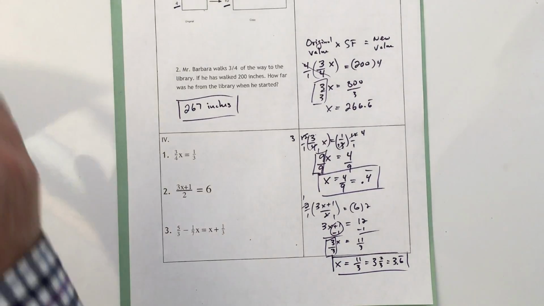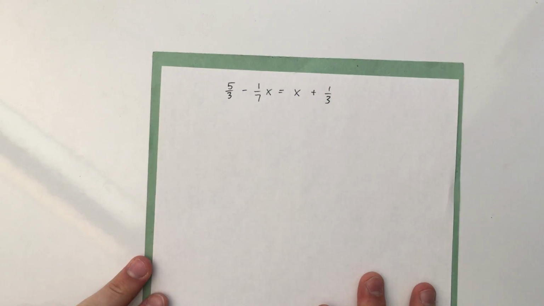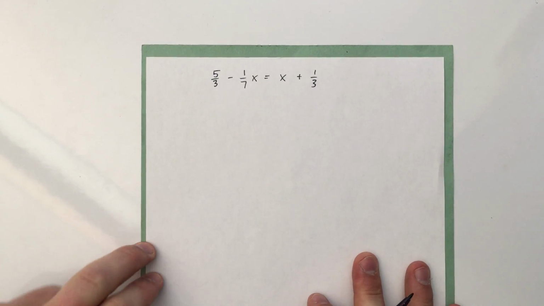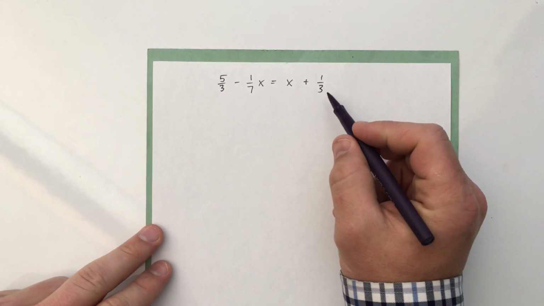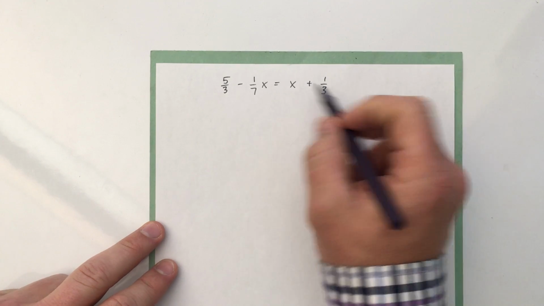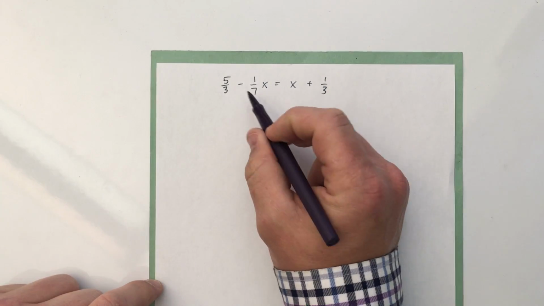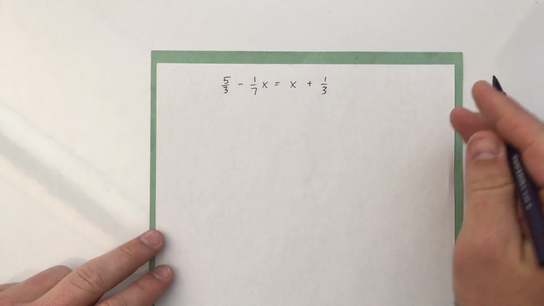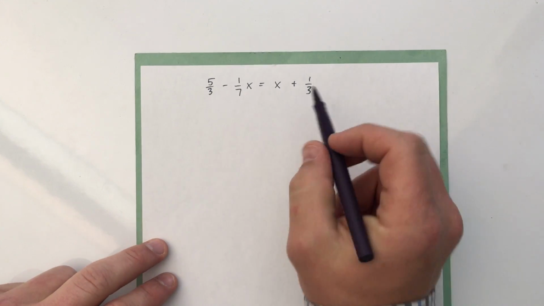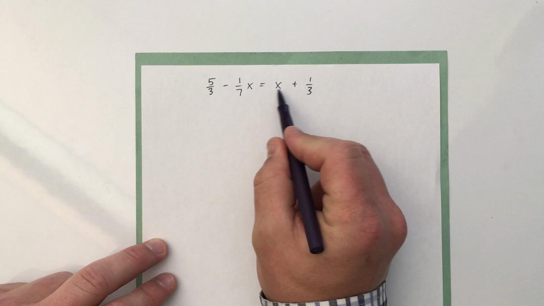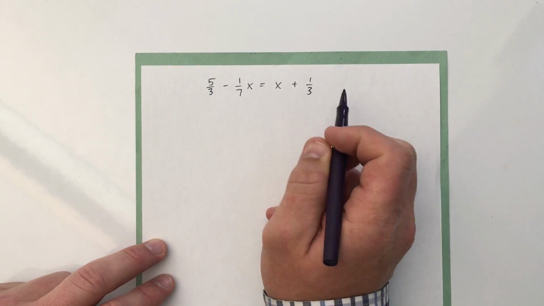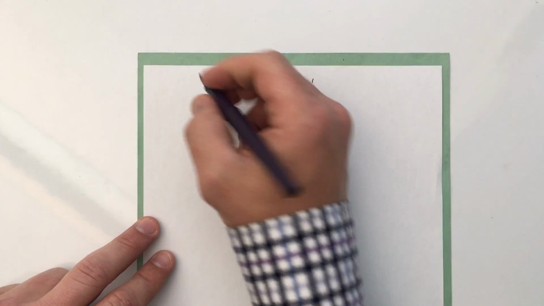For the last one, and give myself plenty of room. 5/3 minus 1/7 x equals x plus 1/3. I'm going to use fraction busters here. I don't want to add or subtract these weird fractions because, again, I'm lazy. My common denominator, well, my denominators are 3 and 7 and 1. We can think of this as like a 1. My common denominator then would be 21.